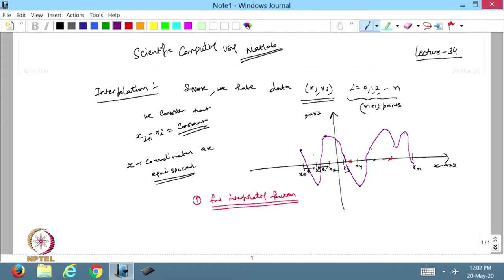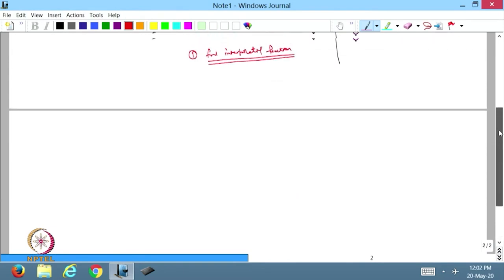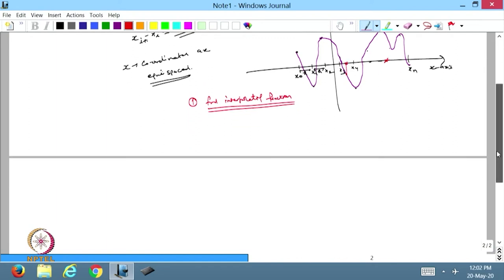And now once I know this function, then based on this function I can find the value. The corresponding x will be given to me, and based on this x I am able to find the value of y. This is the way we can approximate the value at any x that is lying in between x0 to xn. So this is the way we introduce the concept of interpolation.